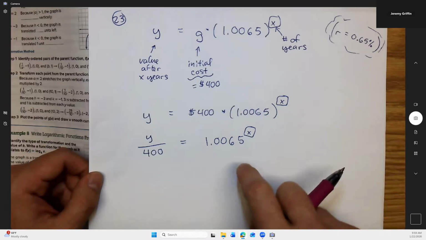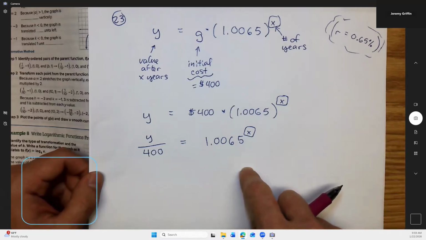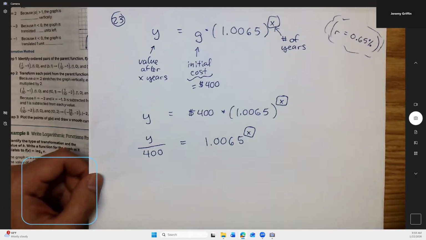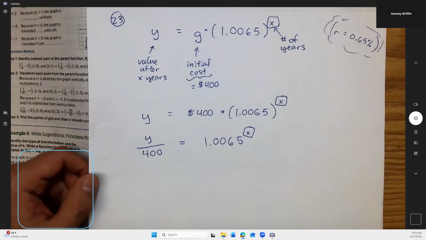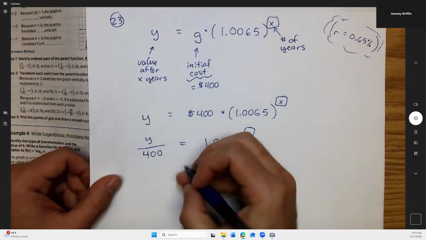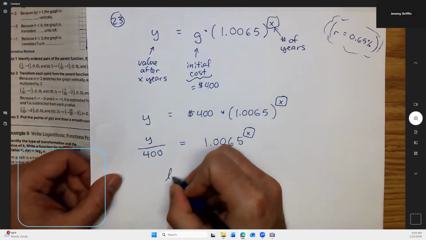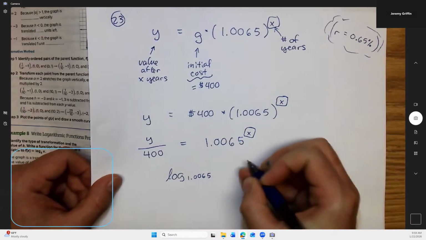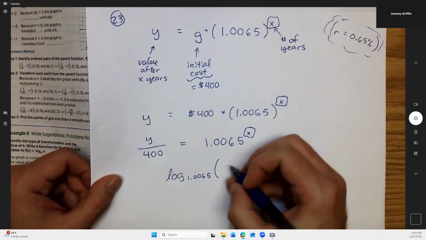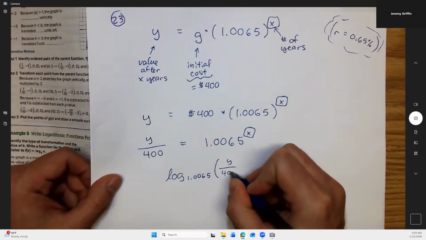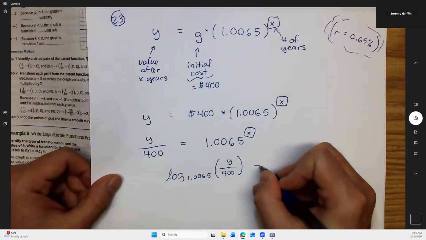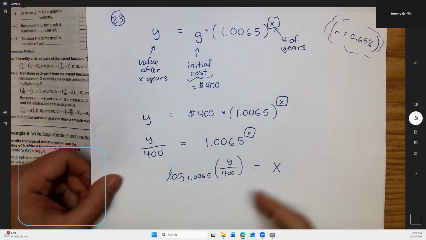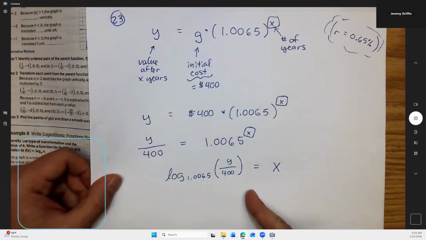Okay. In fact, there's a couple ways you can do this. You can use this weird base right here. Actually, let's do that first. That's probably what your book intends, but all right, let's try. Okay, so you could go log with this weird base 1.0065 of y over 400, and that's equal to what? x. Yeah, equal to x. Okay, which is probably what your book is looking for.